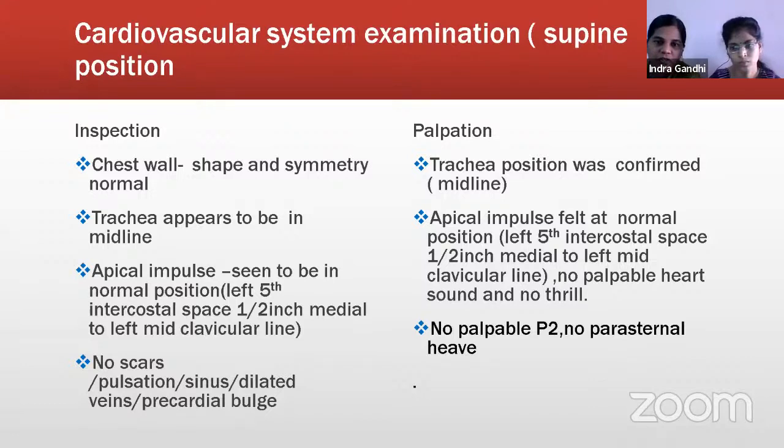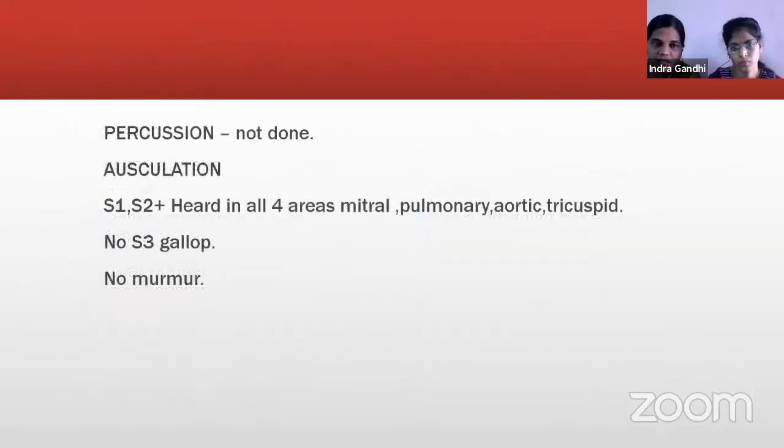Palpation, tracheal position was confirmed. Apical impulse felt at left 5th intercostal space, 1 centimeter medial to midclavicular line. No palpable heart sound, no thrill. No palpable P2, no parasternal heave. Percussion not done. Auscultation, first and second heart sounds heard in mitral, pulmonary, aortic, and tricuspid areas. No murmur and no S3 gallop.